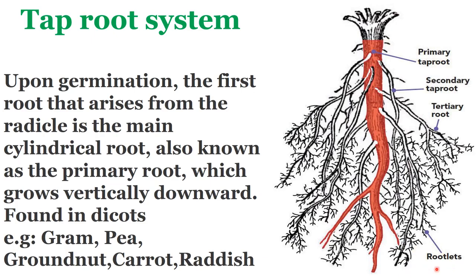And here you can see these rootlets also. What are these rootlets? From the tertiary branches, some lateral branches are also arising, and those are called rootlets. So rootlets, tertiary, secondary and primary, this complete system is making the taproot system, right? And this taproot system is found in dicots, or you can say in dicotyledons. And these are some examples in which the taproot system is found: gram, pea, groundnut, carrot and radish. In all of these the taproot system is found.